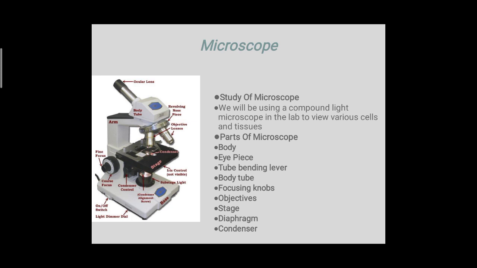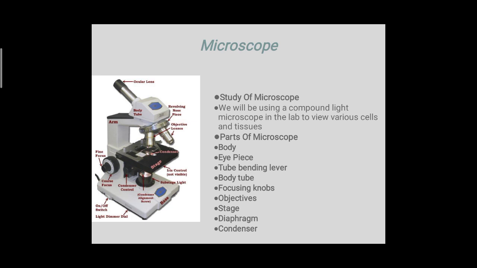First of all, there is body. A monocular microscope has one eyepiece, just as you can see in the diagram, and binocular microscope has two eyepieces. What is eyepiece? This is a plastic or metallic tube which contains a convex lens, and their magnification can be 5 times, 10 times and 15 times. Then there comes tube bending lever, a lever for setting the interpupillary distance. Body tube is the external tube which has at its lower end a revolving nose piece, and at its lower end it has objective lenses.